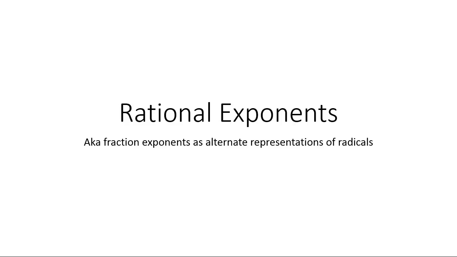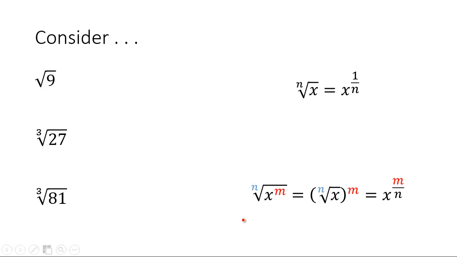This lesson is on rational exponents, also known as fraction exponents, an alternate representation of radicals. This means that when you have a radical or a root, when we simplify it, we can look at the process. This is a square root, although it's not always noted. Remember, if it's not noted, it's a square root, meaning we're looking for perfect squares in order to simplify. So 9 is the same as 3 times 3, and so that's actually a perfect square, right? So that's the square root of 3 squared. As we saw in the previous video, that equals 3.